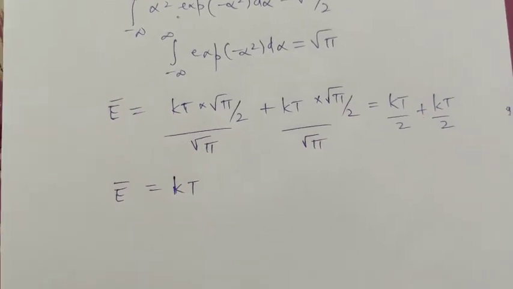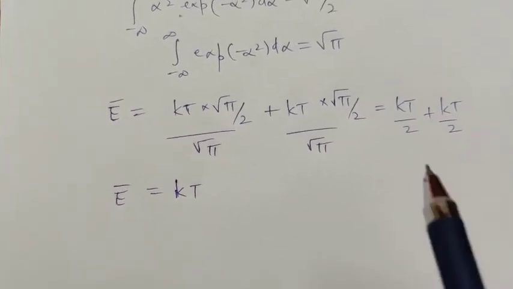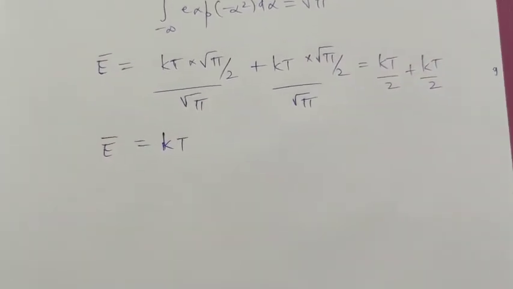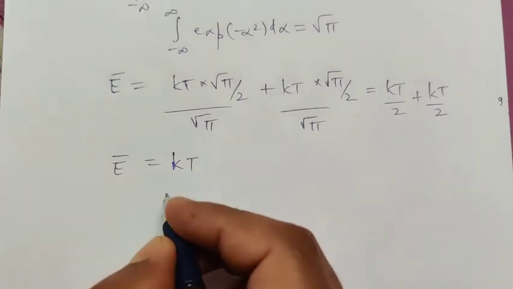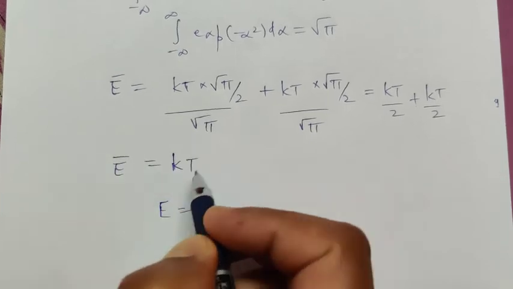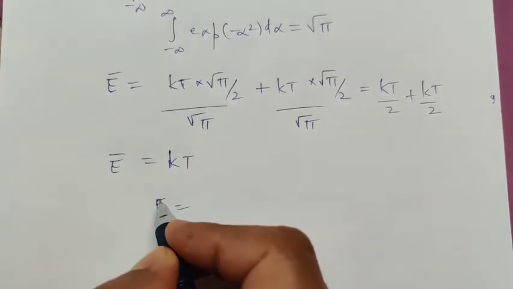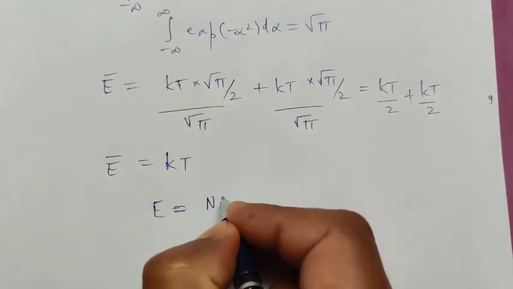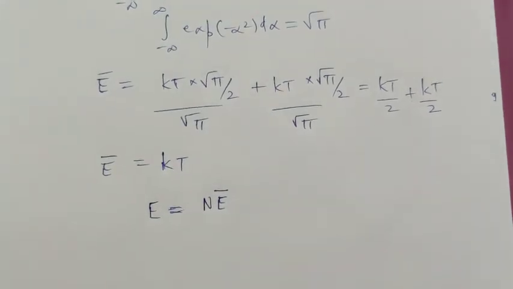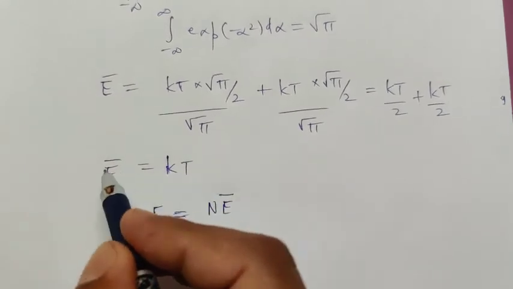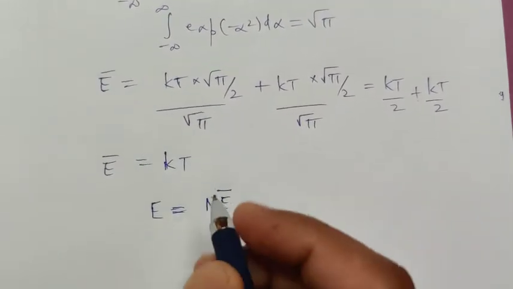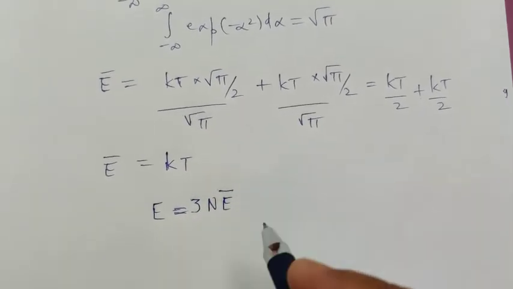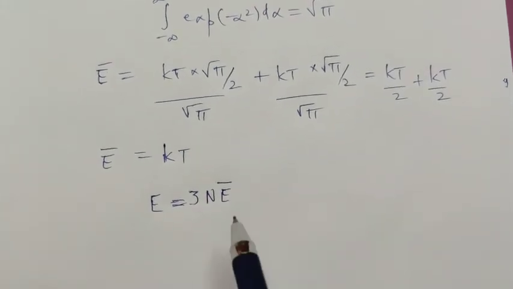Since we know that your crystal, your solid, is made up of capital N number of independent harmonic oscillators, the total average vibrational energy for N number of harmonic oscillators will be N into E bar. And since they are three dimensional harmonic oscillators, the degree of freedom will be 3, because there are three independent coordinates to express the particle's energy. So this is multiplied by 3.